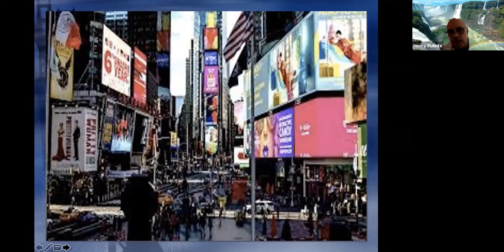If you think about an ethnic community also, which I don't have pictures of, Olvera Street in Los Angeles is another example of a tourist attraction just from its cultural perspective.